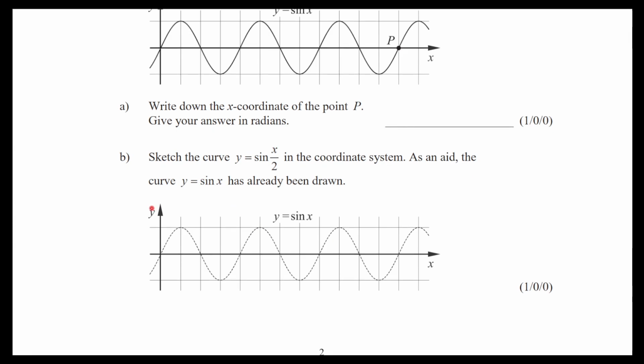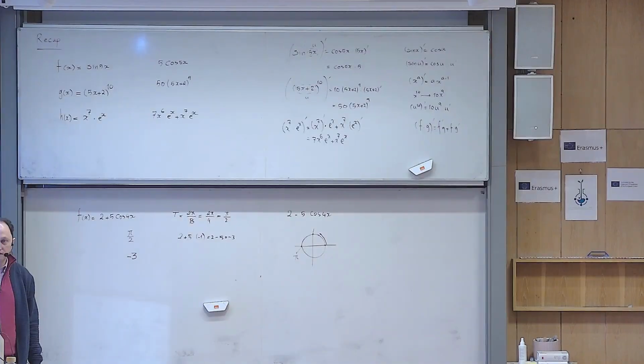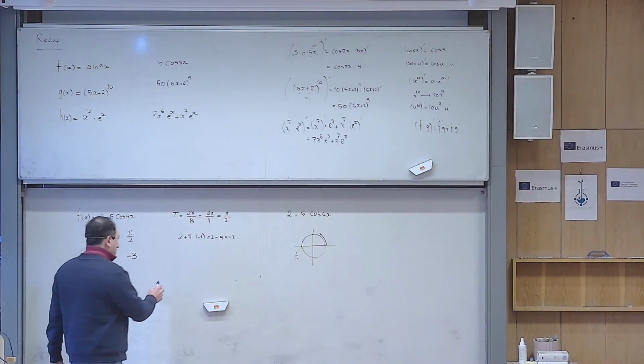Okay, but now the second one is also not hard. They ask you to sketch this curve in the coordinate system. The curve has already been drawn here. So they have given you the same curve but in a dotted form, and they ask you to draw sine of x over 2. So you need to remember that lesson I was talking about, the effect of multiplying the x by a number, or the function by a number, and things like that. Do you remember that? So what is the effect? So sine x over 2 means what?